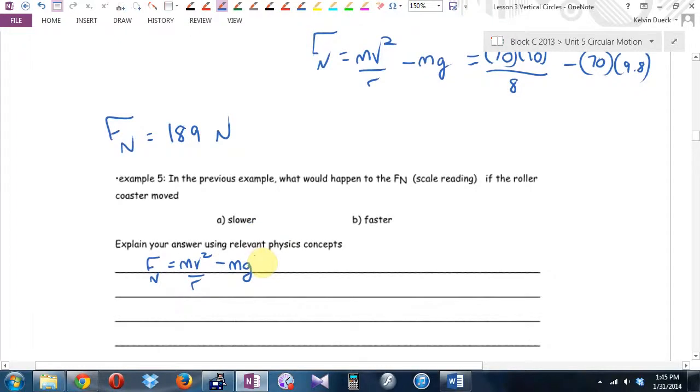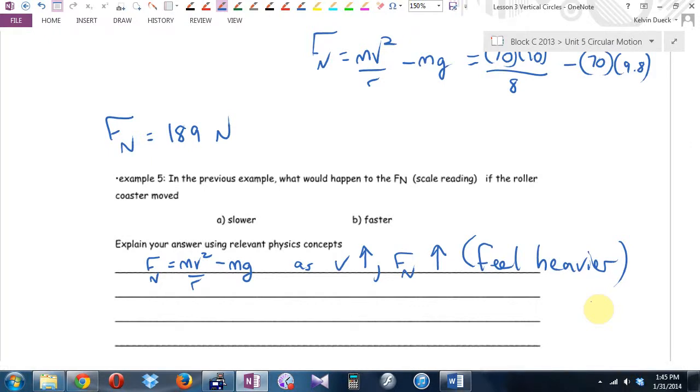As v gets bigger, as you speed up, what happens to the answer to that equation? What happens to the normal force that you get? Bigger, smaller, or stays the same? That's why if you go through a loop really, really fast, you feel like you're really being pushed against the cart. You feel like you're heavier because the actual seat itself is having to push harder against you.